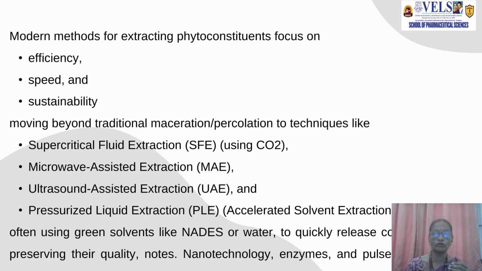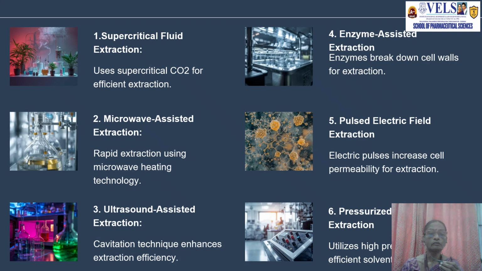Supercritical fluid extraction, using a supercritical fluid, mostly the inert gas carbon dioxide. Microwave assisted extraction, ultrasound assisted extraction and pressurized extraction can be used. Here eco-friendly solvents like water or nano solvents can be used to quickly release the bioactive compounds, preserve the quality of the extract also, and produce efficient extraction. These are some of the modern techniques used for the extraction of phytocompounds.